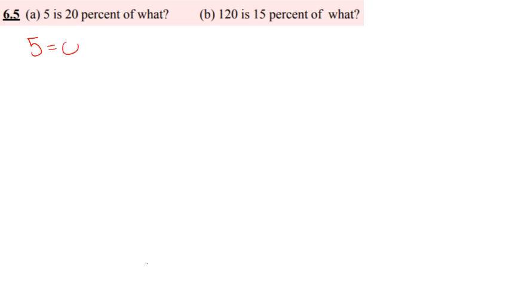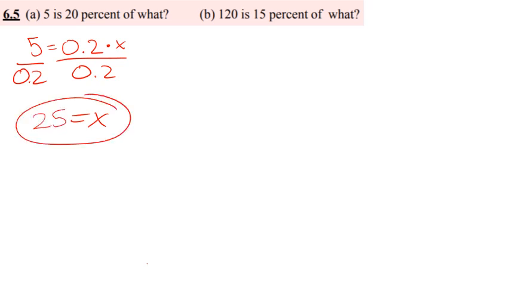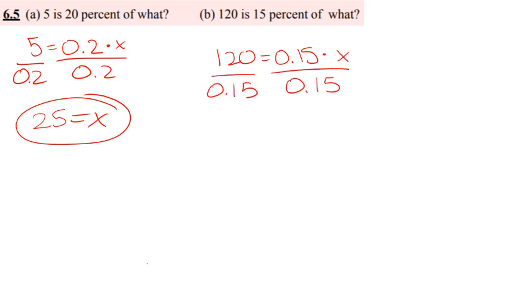Okay, so I'm going to now translate. 5 is 20% of what? Divide both sides by 0.2. And so 5 divided by 0.2 is 25. Okay, next, 120 is 15% of what? Divide both sides by 0.15. And 120 divided by 0.15 is 800. So 800 is equal to x. Again, show all of your side work.